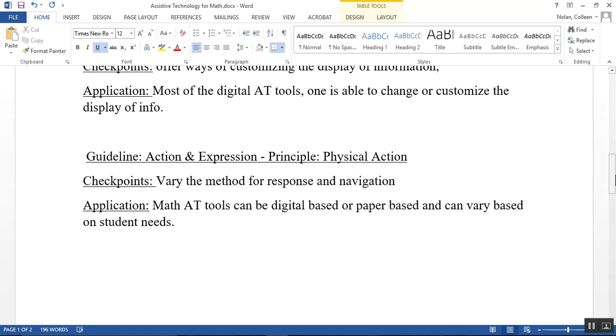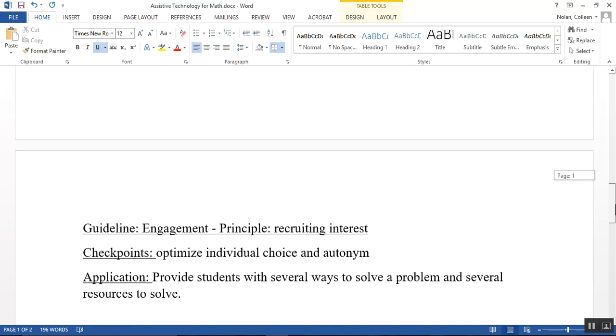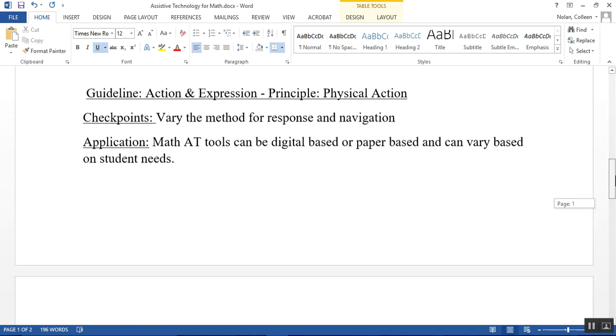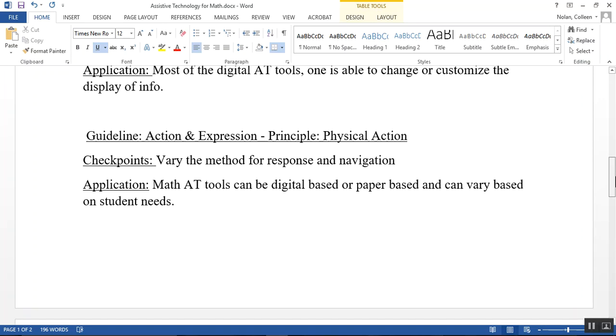And the last thing, which these two kind of go hand in hand, is student choice. If you provide the students with the manipulatives or the access to the digital solutions, they can have the choice to use them or maybe not to use them. And they have a choice to respond or navigate these tools.